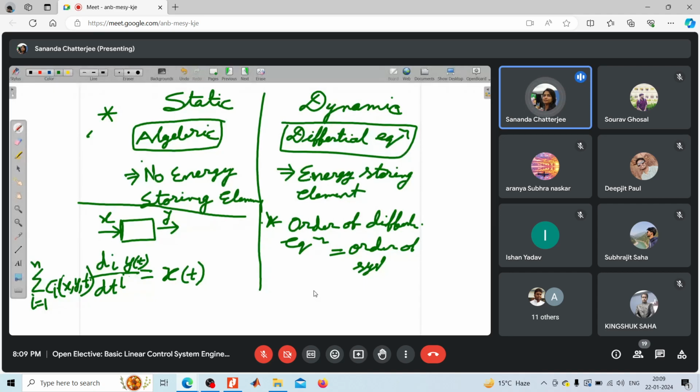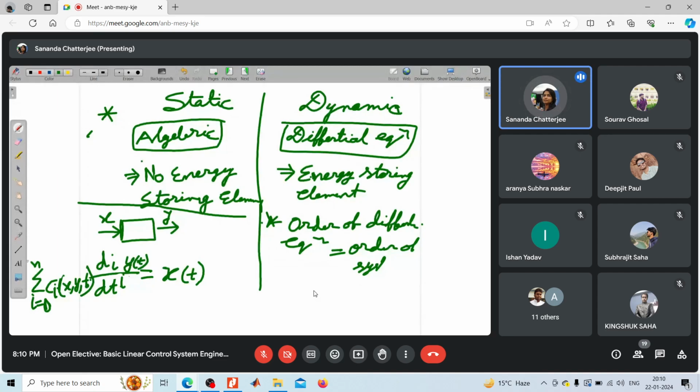That means c1 dy/dt, then this could vary from 0, I think. Yes, obviously, because a constant term also could be there, a function of x, y and t, and after that it is varying. So there is a constant term, a function of x, y and t, and after that the first derivative of y. The second term consists of the first derivative of y, then the second derivative, then up to the nth derivative of y, and this is equal to x(t).